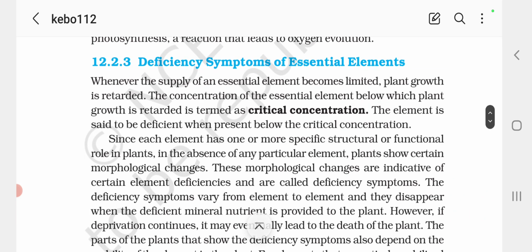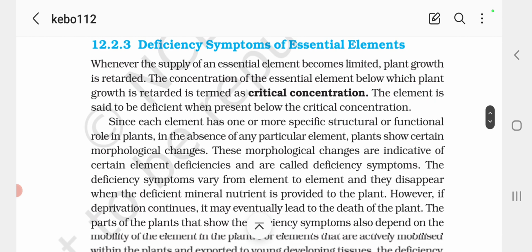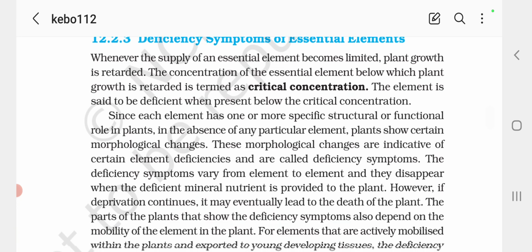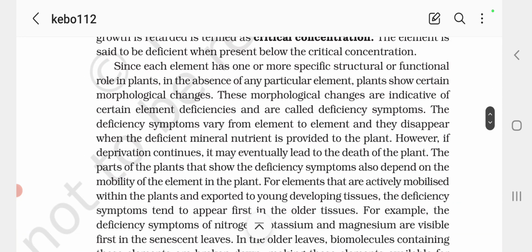12.2.3 Deficiency symptoms of essential elements. Whenever the supply of an essential element becomes limited, plant growth is retarded. The concentration of the essential element below which plant growth is retarded is termed as critical concentration. The element is said to be deficient when present below the critical concentration. Since each element has one or more specific structural or functional roles in plants, in the absence of any particular element, plants show certain morphological changes. These morphological changes are indicative of certain elements' deficiencies and are called deficiency symptoms.